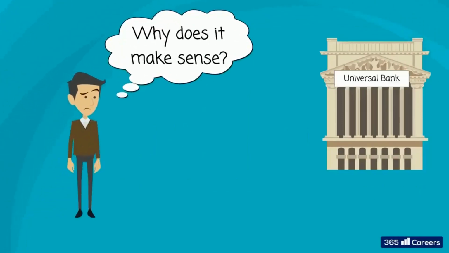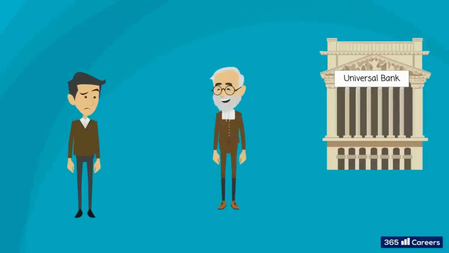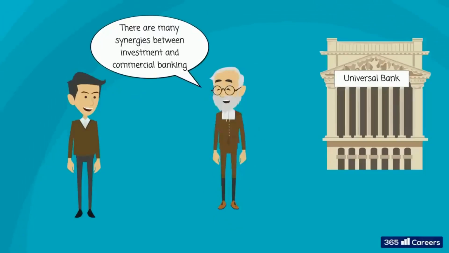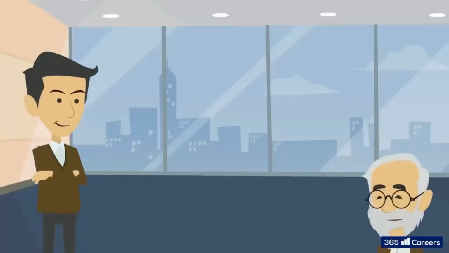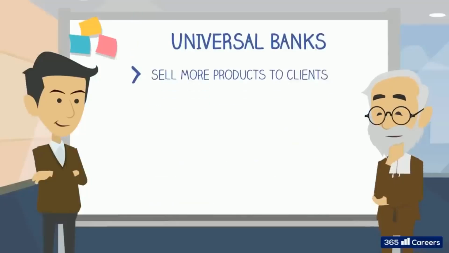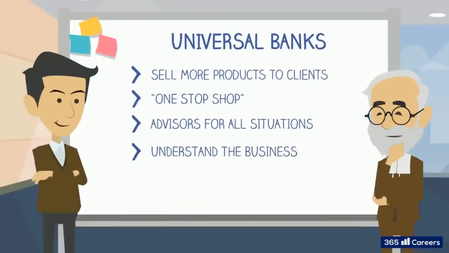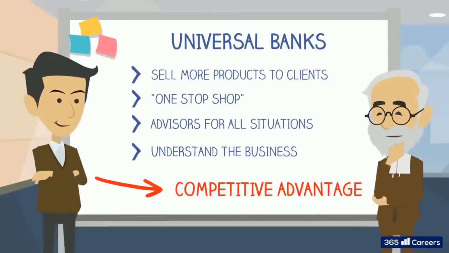There are several economic arguments why this combination makes sense. Many synergies exist between the two types of activities. The main advantage being that universal banks can sell more products to the same client. They can offer a one-stop shop solution, where everything is provided under the same roof. Universal banks can be a client's trusted advisor in times of regular business and when the company must raise equity or debt.